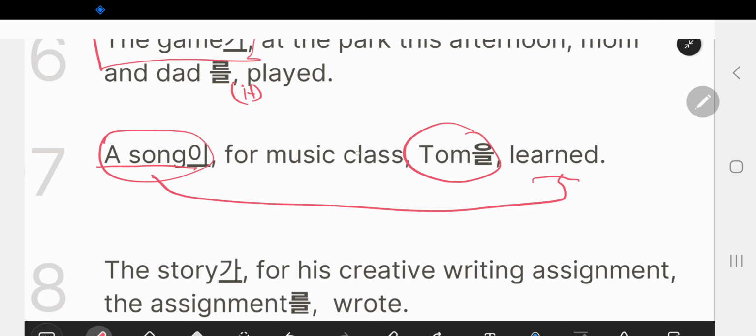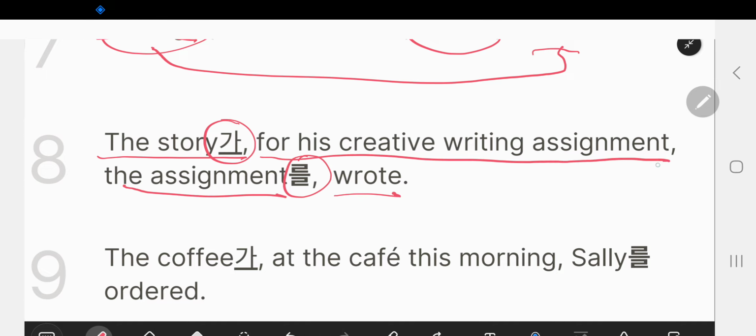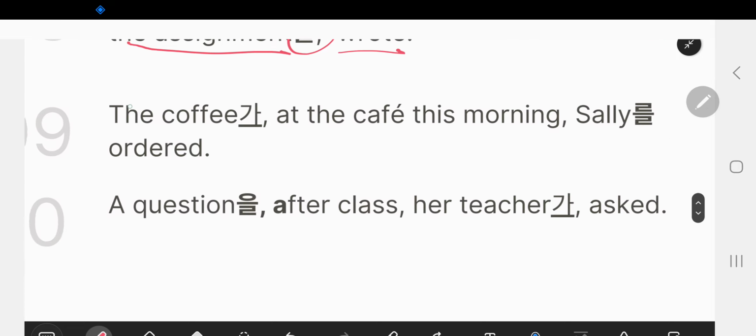So a song is a subject since it has the particle here. Tom, that's the object. And then over here, story ga for his creative writing assignment. The assignment is the object, the story is the subject. So this means the story wrote the assignment for his creative writing assignment. Yes, weird.